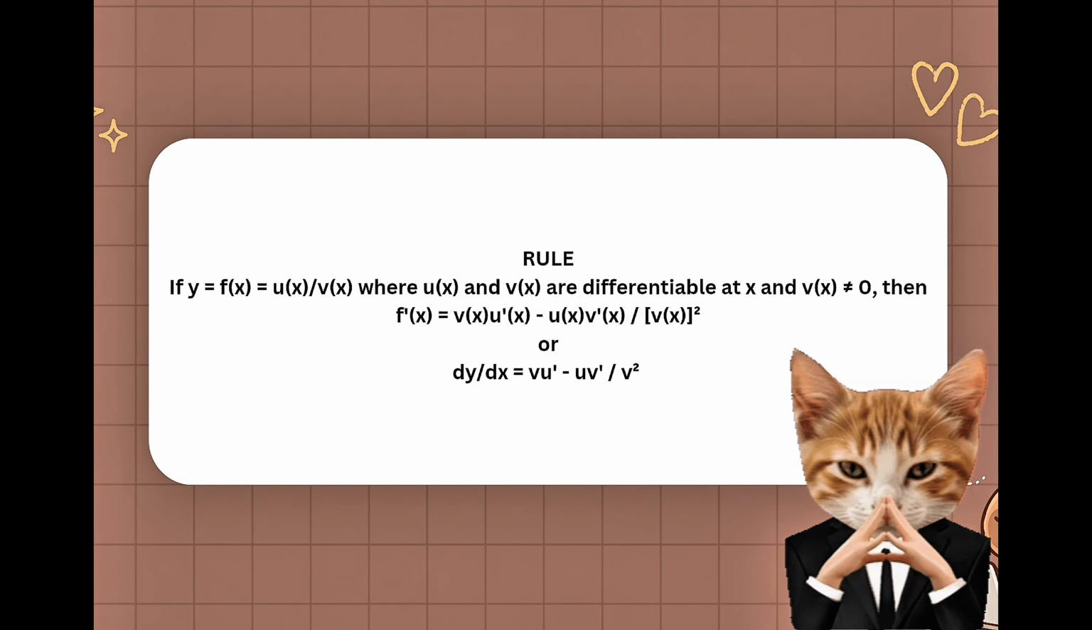The rule is, if y equals f(x) equals u(x) over v(x), where u(x) and v(x) are differentiable at x and v(x) is not equal to 0, then f prime x equals v(x) u prime x minus u(x) v prime x over in bracket v(x) to the power of 2, or dy over dx equals v u prime minus u v prime over v to the power of 2.